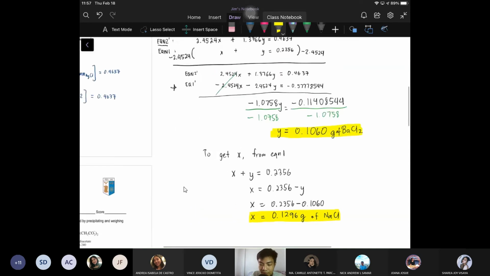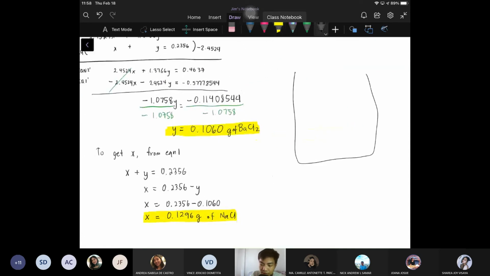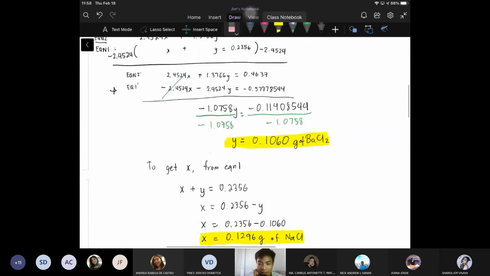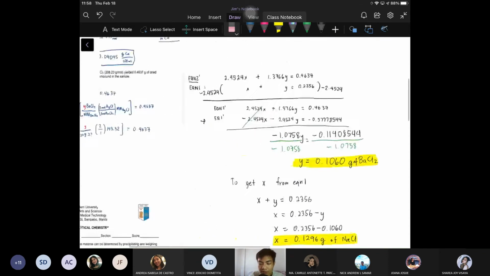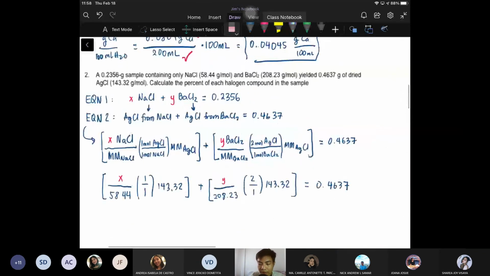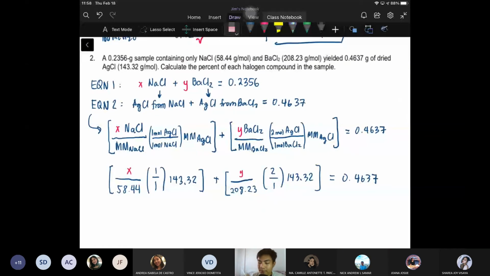Okay? So ibig sabihin yan, sa isang solution, you have 0.106 grams of barium chloride, 0.1296 grams of sodium chloride. Then, pag nilagyan nyo ng silver, lahat yan magiging precipitate, no? So, ganun. Yun yung ganap dito sa gravimetric problem na to. Okay? So, again, from the top tayo, para ma-recap natin to.